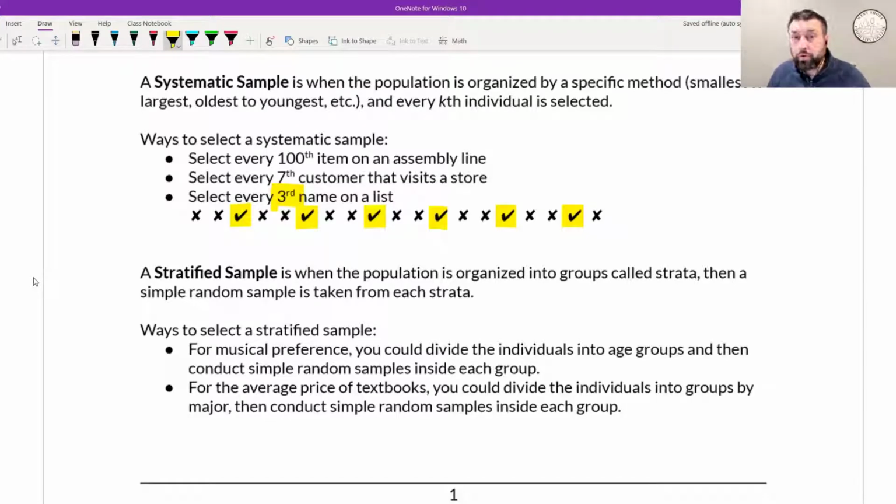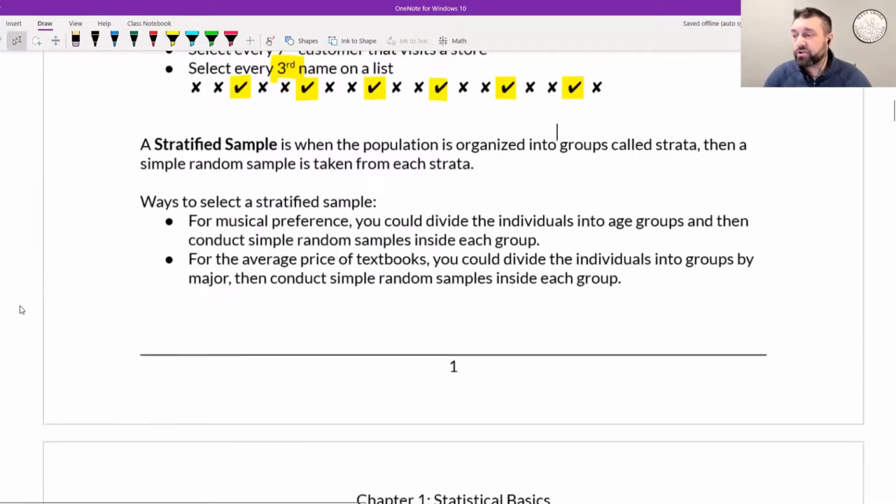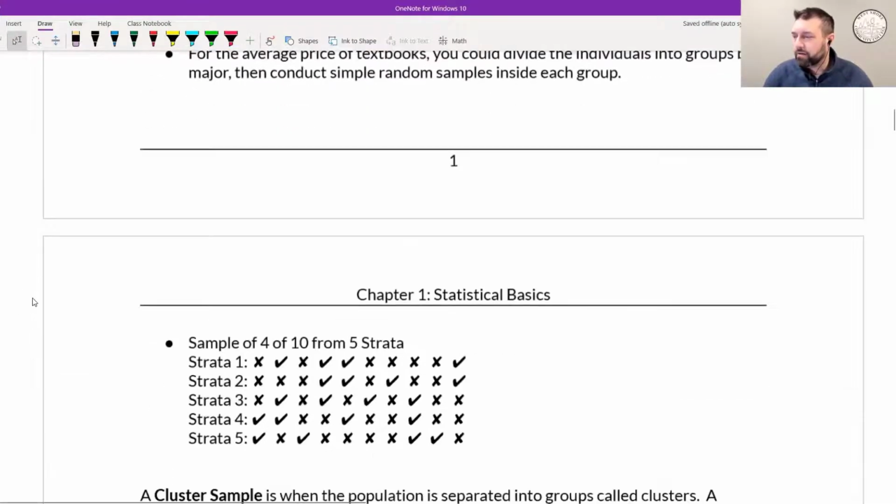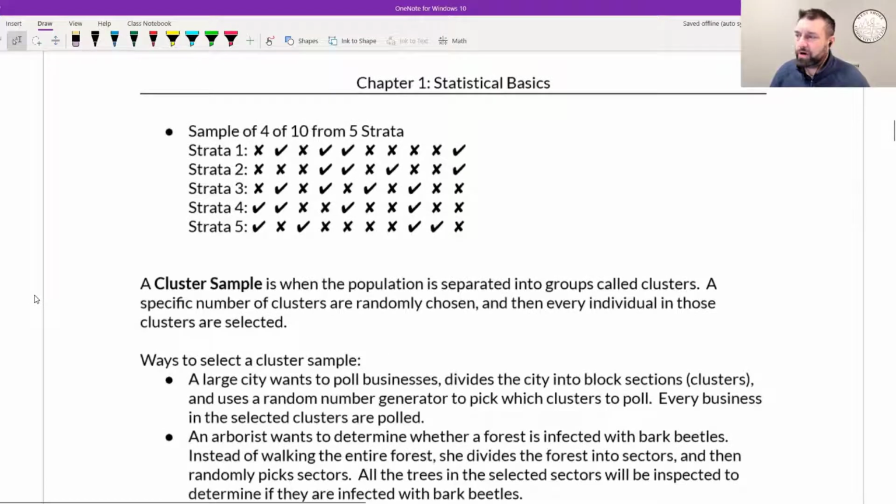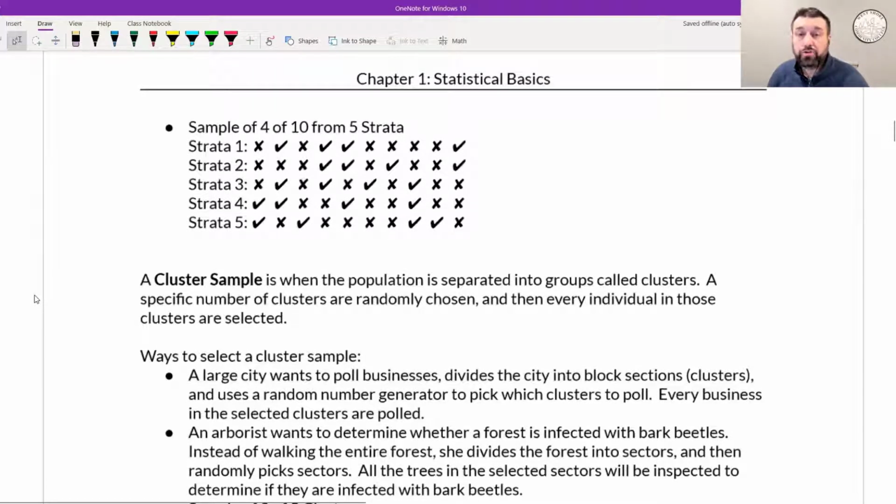The next 2 are very closely related. One's called a stratified sample, and the other one's called a cluster sample. So for a stratified sample, what you do is, let's say you got 50 people and you want to determine of those 50 people, who do we choose to complete a survey? Okay. So you take those 50 people and you're going to break them into 5 different groups called strata. And then from each group, you randomly select 4 people.